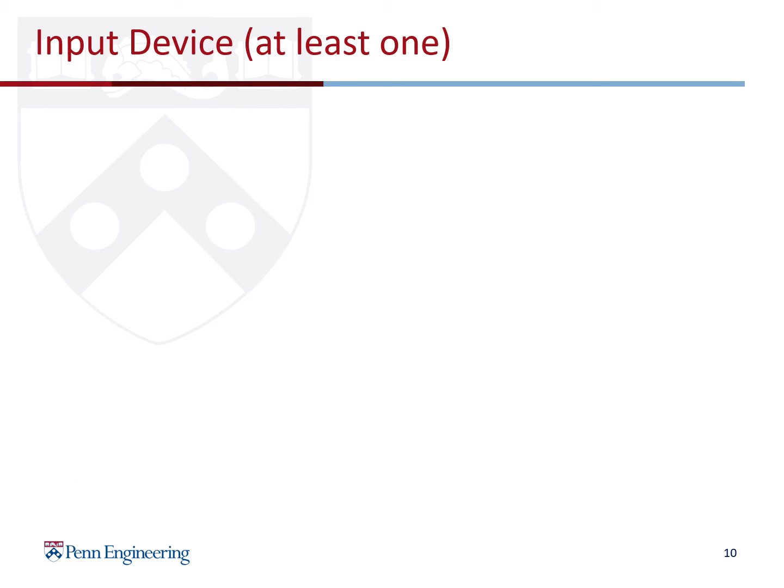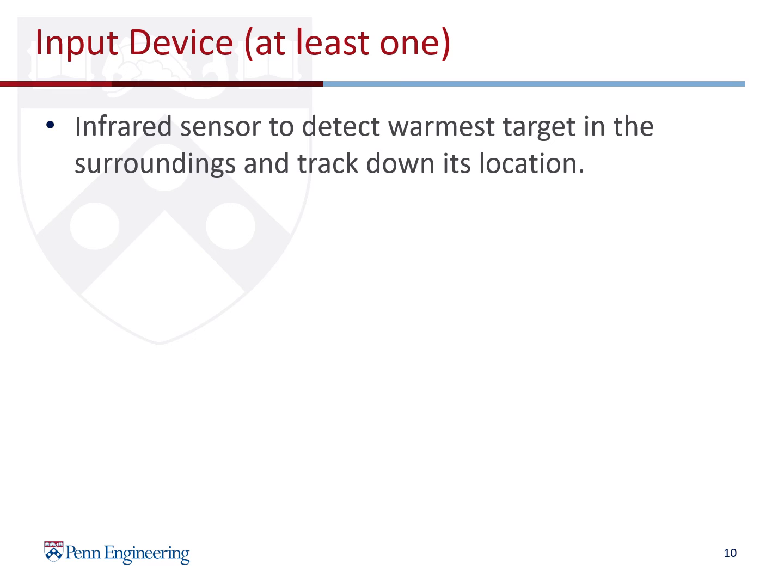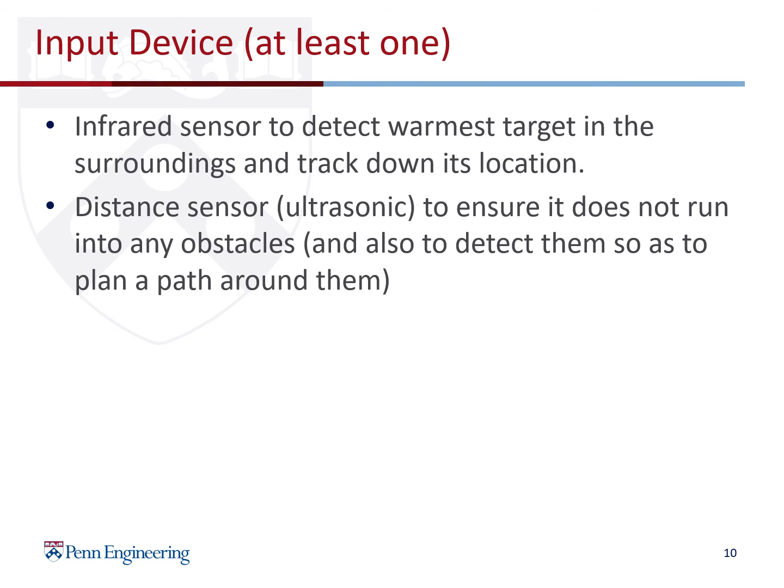As for input devices, of which we need 1, I am going to use an infrared sensor that detects the warmest target in the surroundings and tracks down its location. And I'm also going to need distance sensors, ultrasonic ones, to ensure that it does not run into any obstacles, and also detects them so as to plan a path around them.